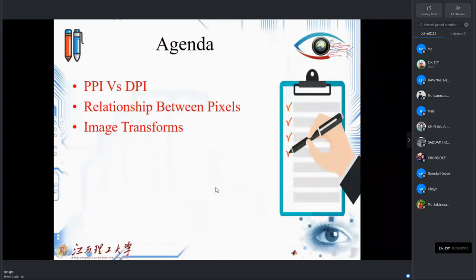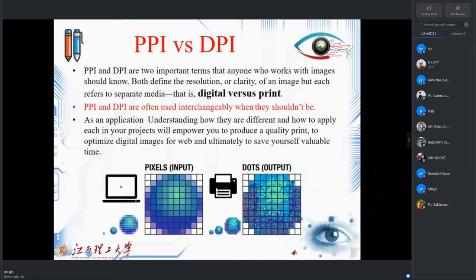image transfer part. We talked about PPI and DPI, but I made a little more PPT from some recent sources for you, because it has become critical: mainly we need this subject when we work with pictures. PPI and DPI are two important terms that anyone who works with images should know. Both are defined regarding the resolution and clarity of an image, but each refers to a separate medium.